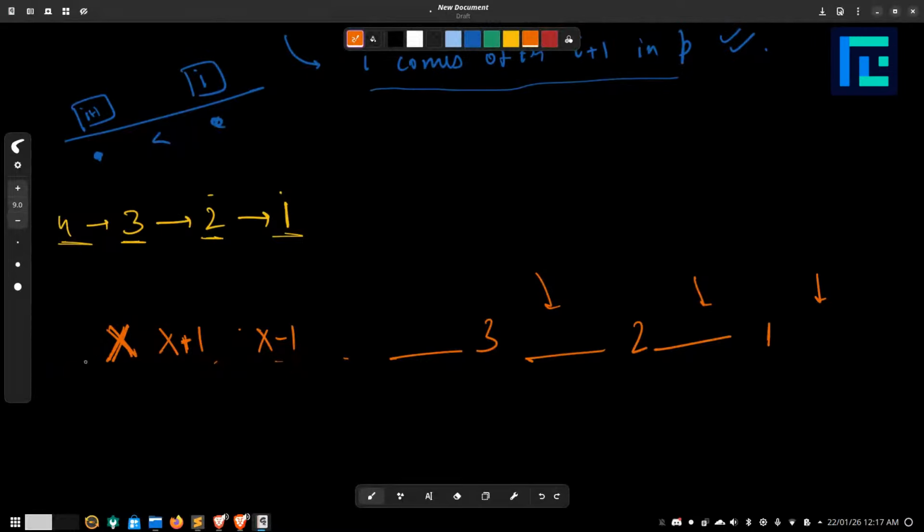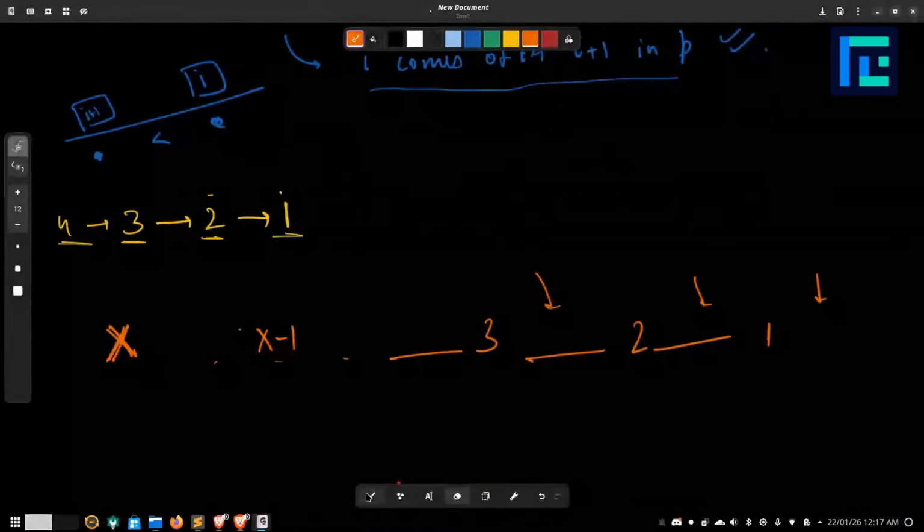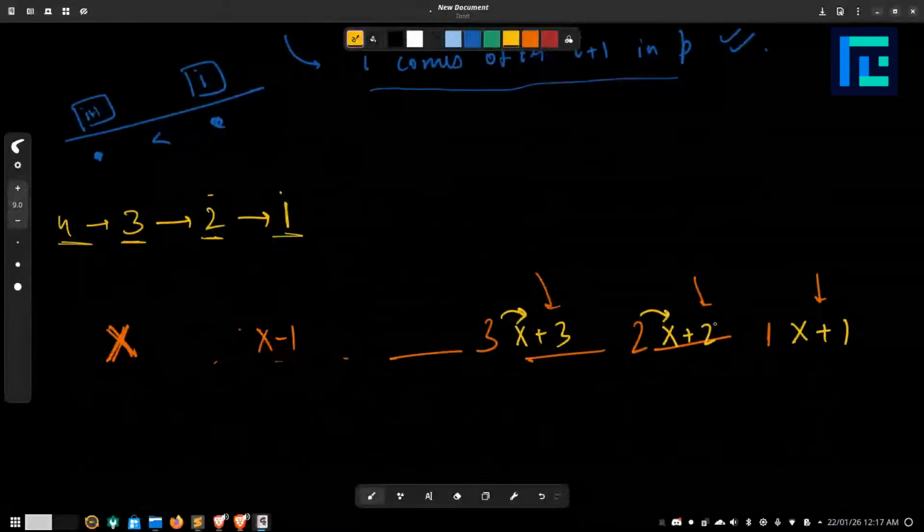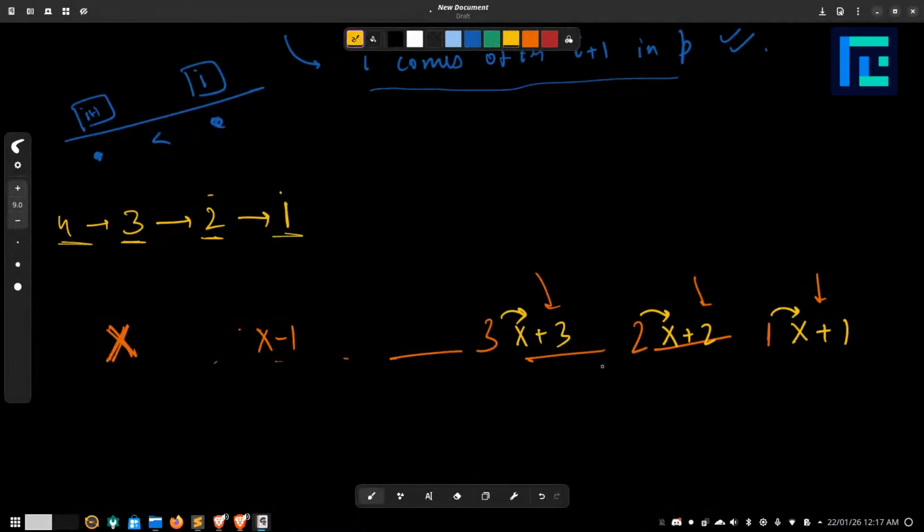So it is actually better to put x plus 1 here, so that I can put x plus 2 here and x plus 3 here, so that this pair is also increasing, this pair is also increasing, this pair is also increasing, and also x plus 2 is before x plus 1, x plus 3 is before x plus 2. So this is quite optimal, we can see. And here after x I'll place 2x.